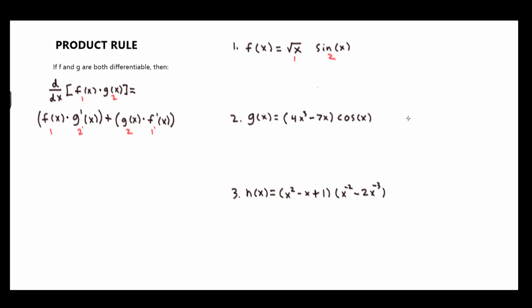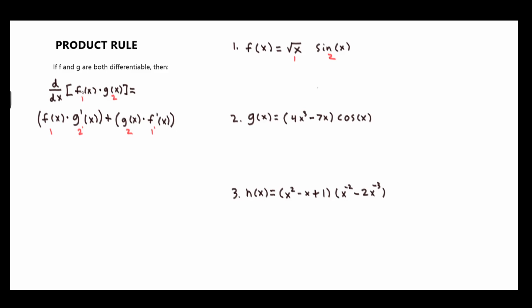So in this video, we're going to go over the product rule. We use the product rule when we're trying to find the derivative of two functions that are being multiplied together and that are both differentiable. So if you look at this here, let's say we have a function of f of x times a function of g of x, and both of these functions are differentiable. We can use this formula down here.